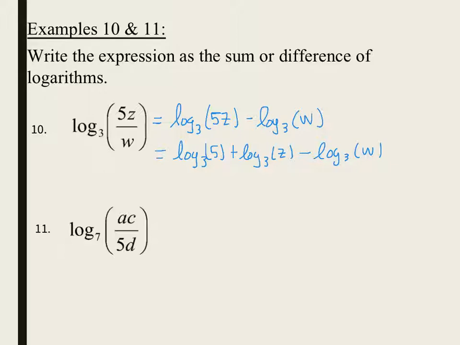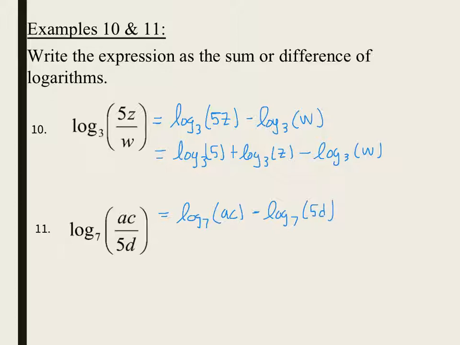Now we're going to see problem number 11, and here again what we're going to do is break this first up into just the quotient rule first. So I'm going to do log 7 of AC minus the log 7 of 5D. That's the first step.